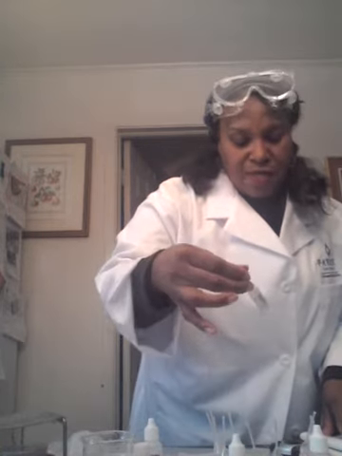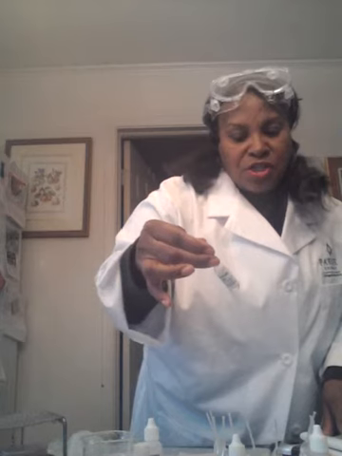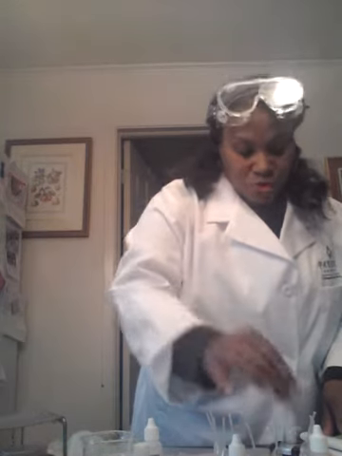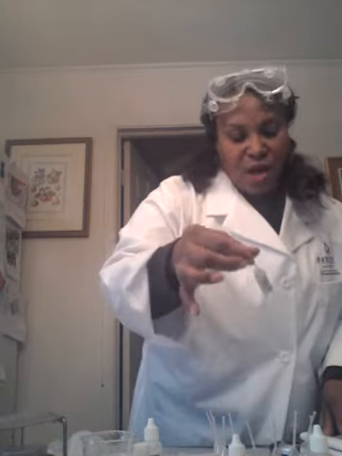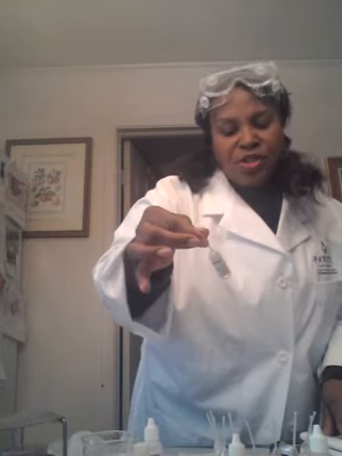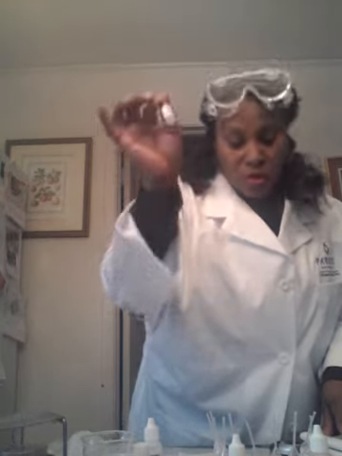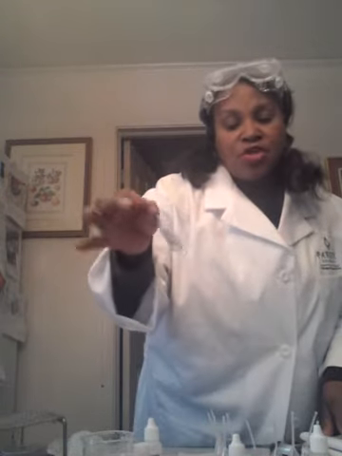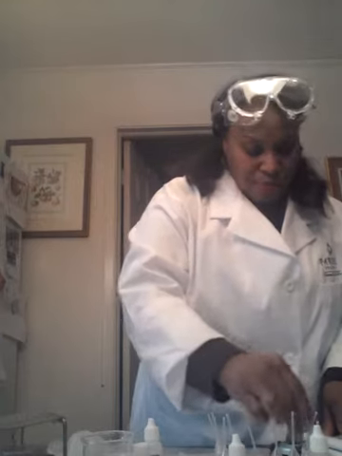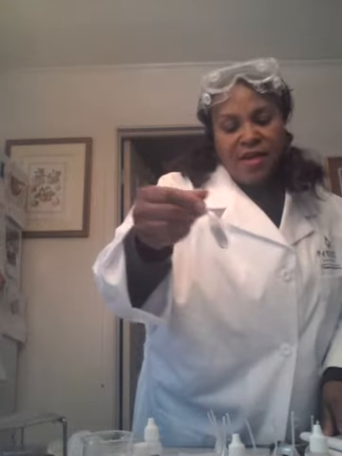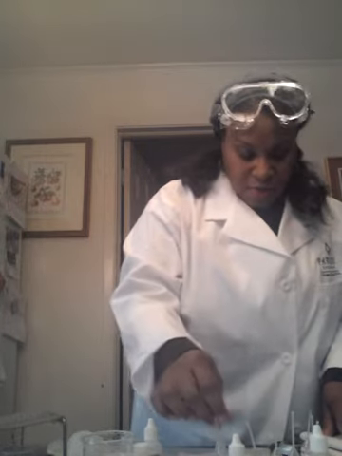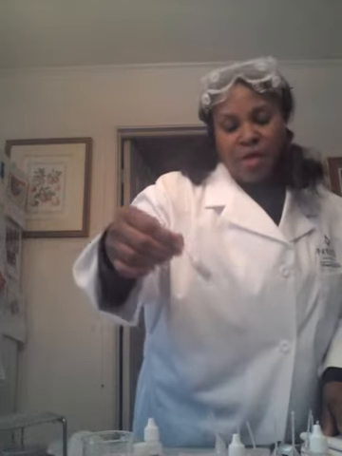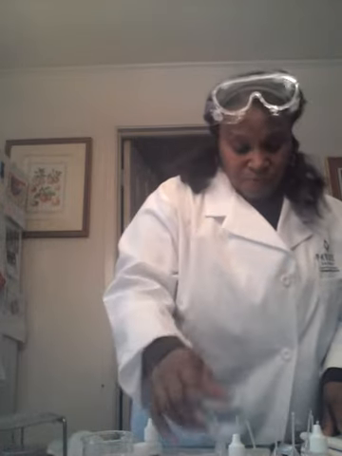We also have the barium chloride, which is the BaCl2. We have the aqua ammonia, which is the NH4OH. We have phosphate right here, which is the Na2PO4. We have the sulfide, which is the Na2S. Okay, and then on this side over here, we have the chloride, which is the NaCl.